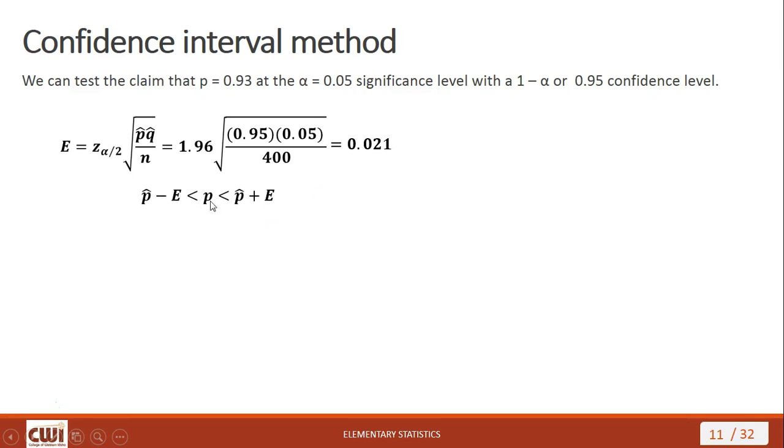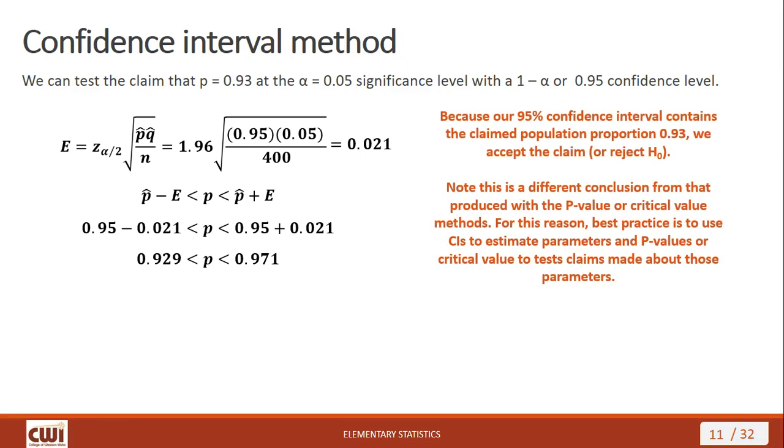Now we have the general form for a confidence interval. We apply what we know, so 0.95 minus 0.021, 0.95 plus 0.021, and we get the lower and upper limits of 0.929 to 0.971. Now, because our 95% confidence interval contains the claimed population proportion of 93%, we accept the claim, or in other words, we're rejecting H0.